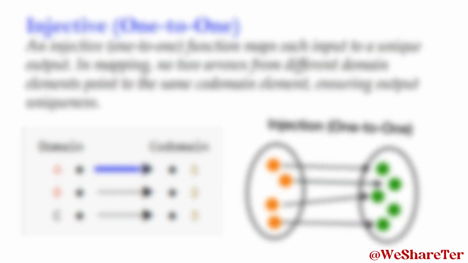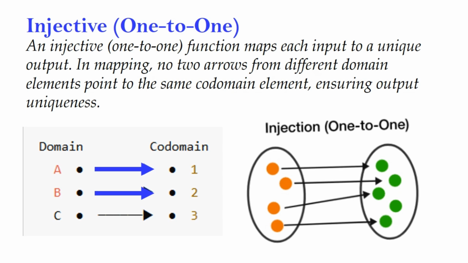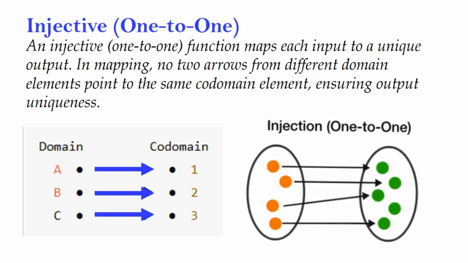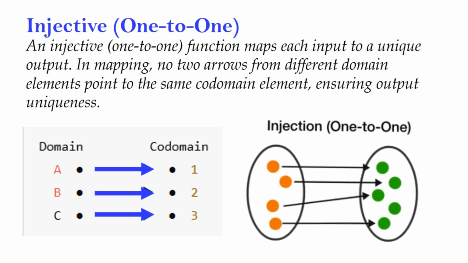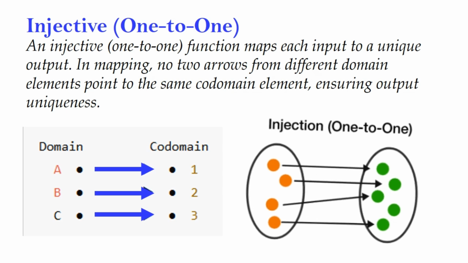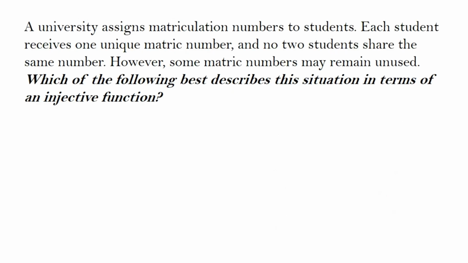An injective, one-to-one function ensures that each element from the domain is mapped to a distinct element in the codomain. This means no two inputs from the domain can share the same output in the codomain. In a mapping diagram, this is reflected by ensuring that every arrow from different domain elements points to unique codomain elements, preventing any overlap or duplication in the output values.